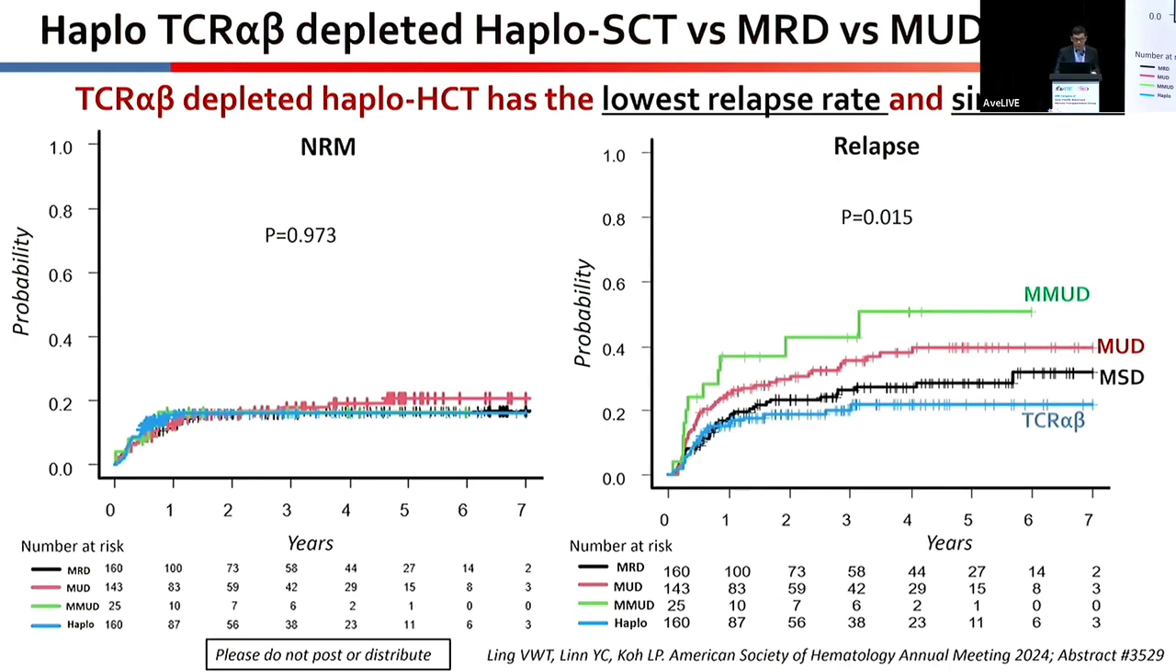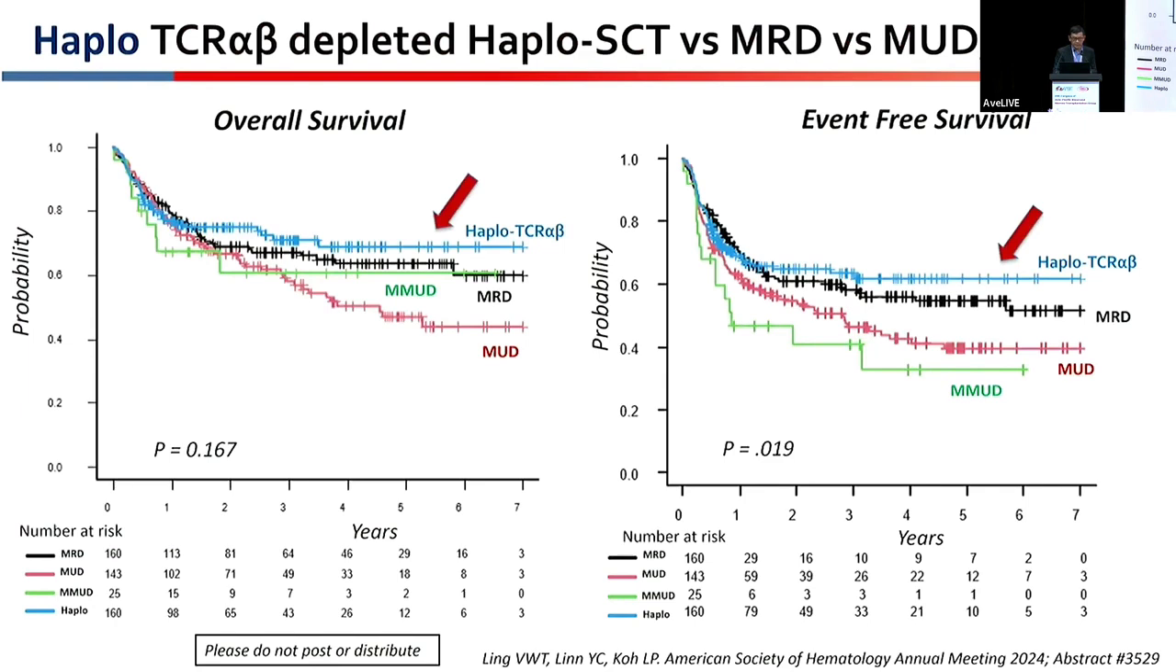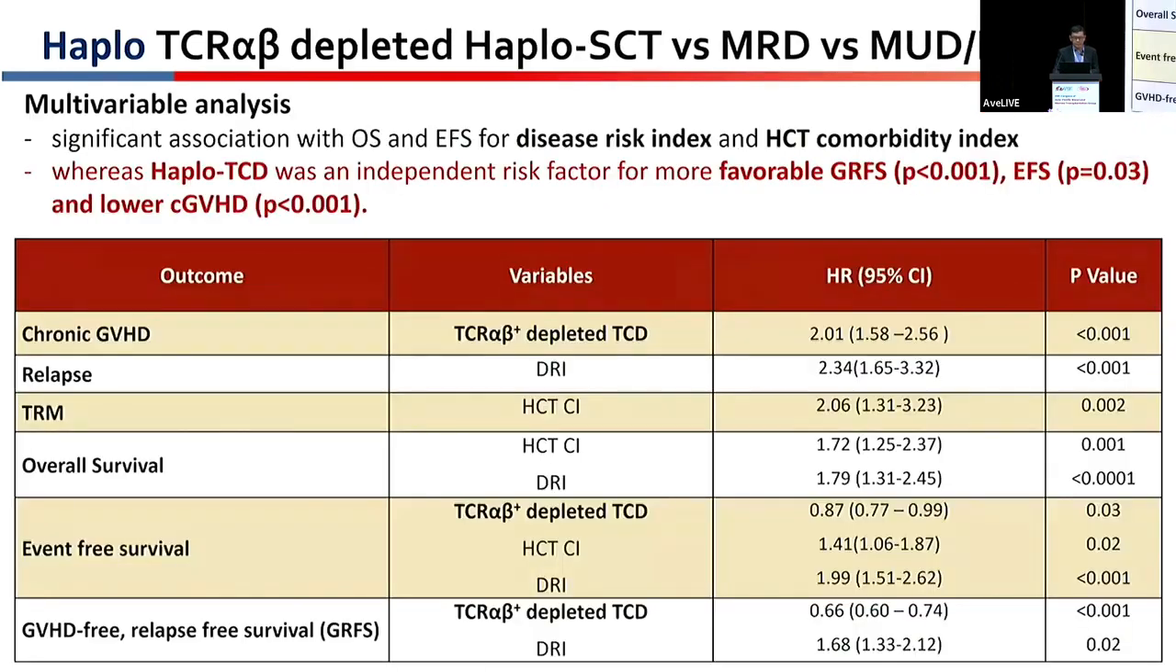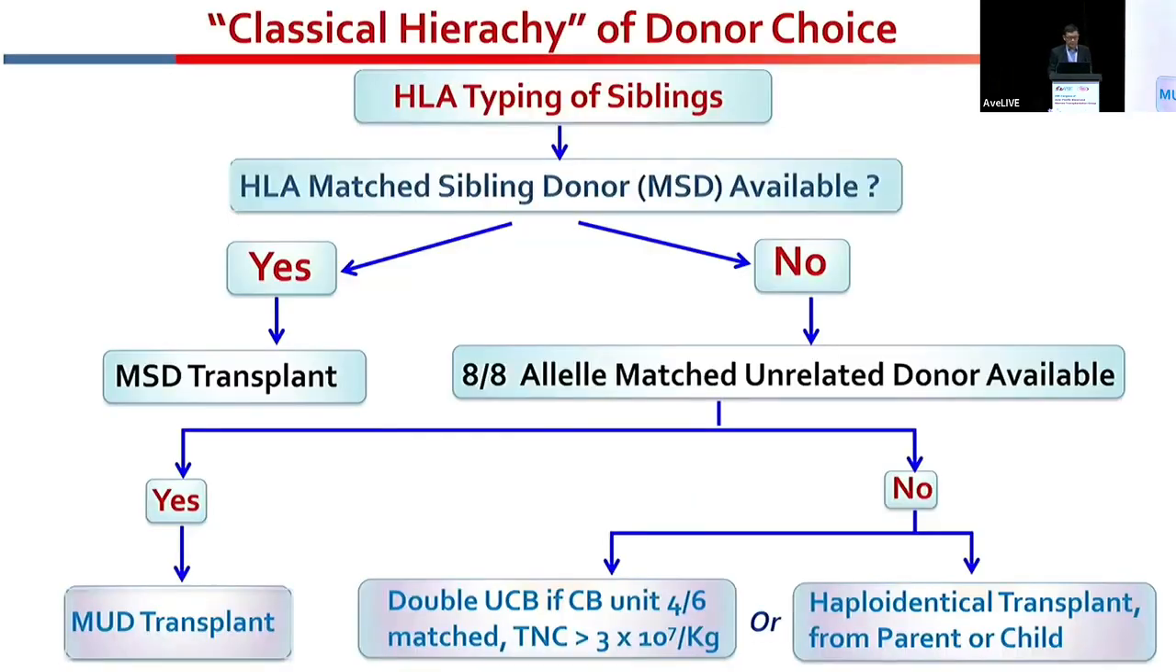We have the lowest relapse rate in the alpha-beta depleted recipients as compared to the rest. And that, again, translates into a favorable, comparable outcome with that of matched sibling donor and also unrelated donor. And the GVHD-free, relapse-free survival was the best in the alpha-beta depleted patients. And again, in multivariate analysis, alpha-beta depleted stem cell transplant recipients have the most favorable outcome in terms of chronic GVHD and also GVHD-free, relapse-free survival.